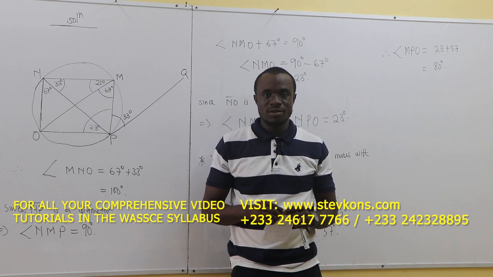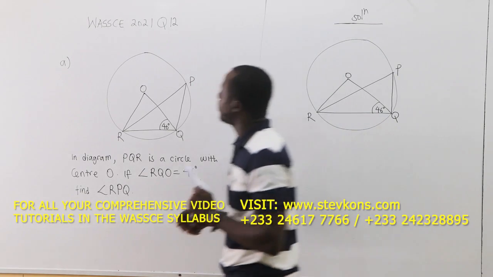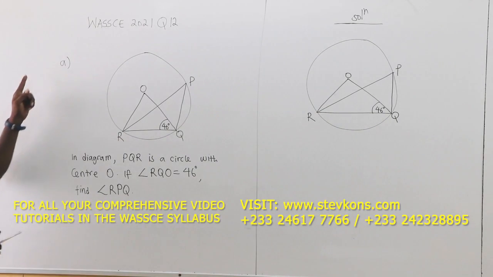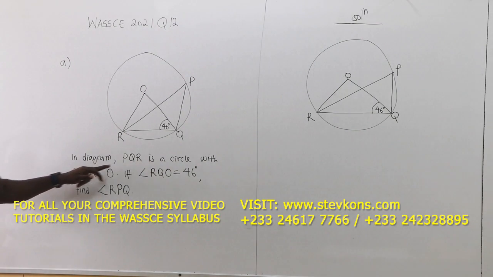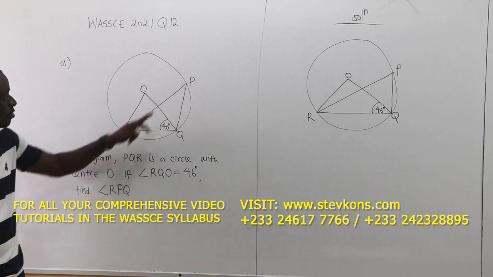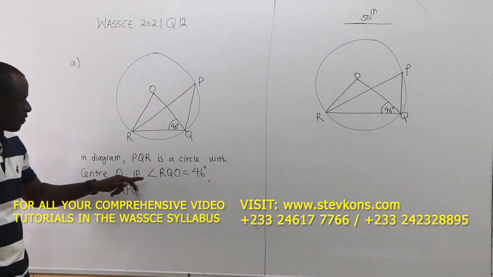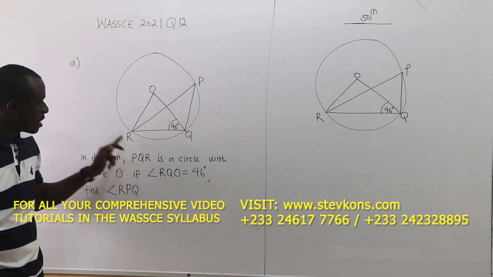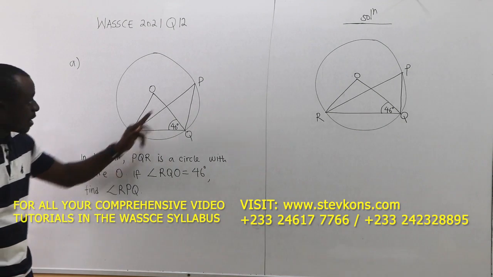Let's consider the next question. Now let's consider this exam. This is WASSCE 2021 question number 12, and this is a circle theorem. Very, very easy question. The diagram PQR is a circle with center O. If angle RQO is 46 degrees, we want to find RPQ.